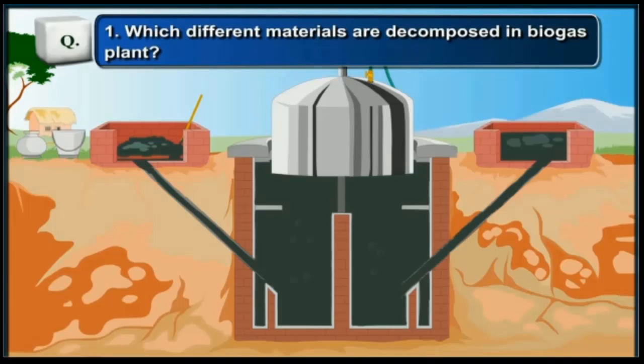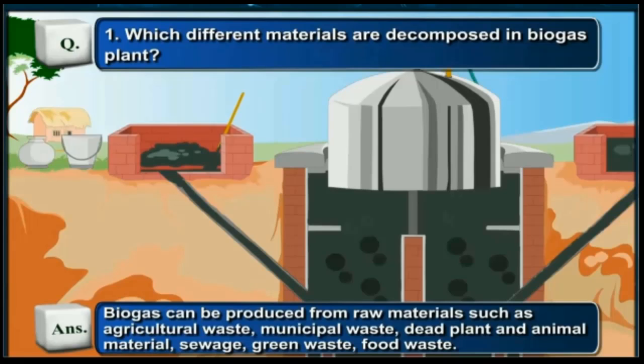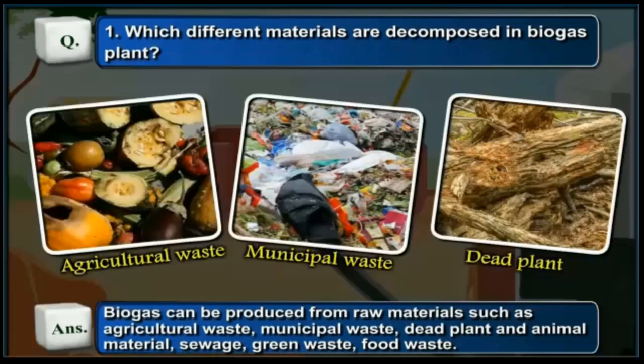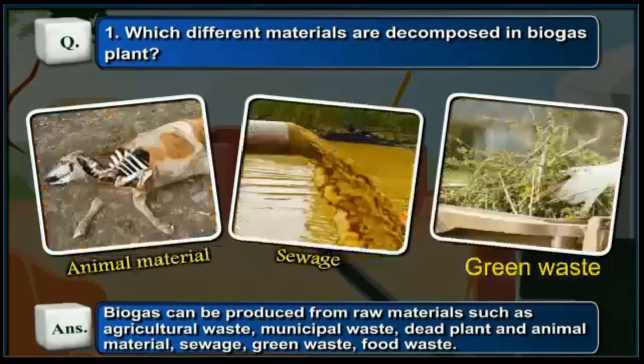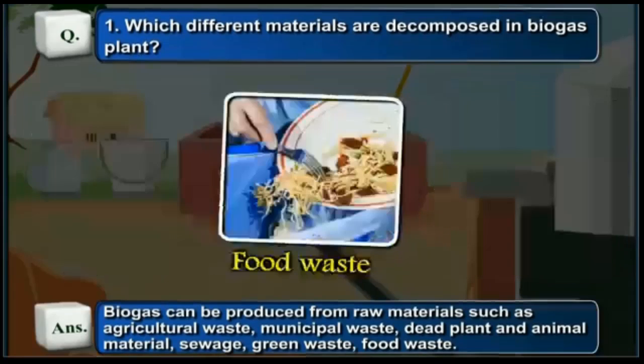Which different materials are decomposed in a biogas plant? Now you know what a biogas plant is. Biogas is basically gobar gas, and it is prepared by the usage of various waste materials like dead leaves, waste food and dung, excreta, etc. All these are used in the preparation of biogas. So let's see what the different materials are. Examples are agricultural waste, municipal waste, dead plant and animal material, sewage, green waste and food waste.